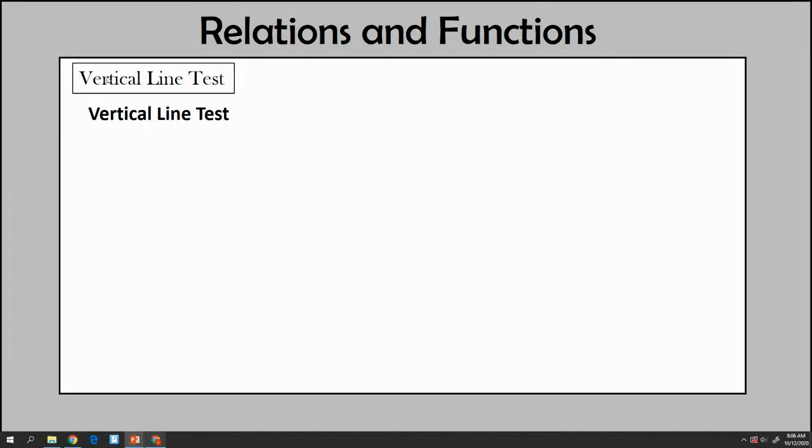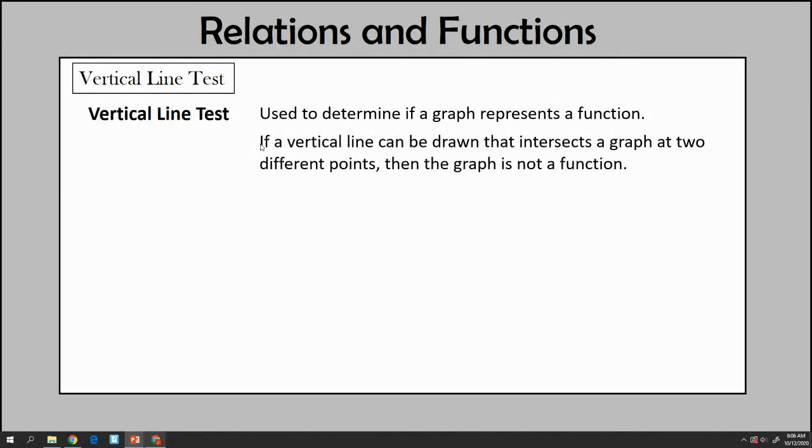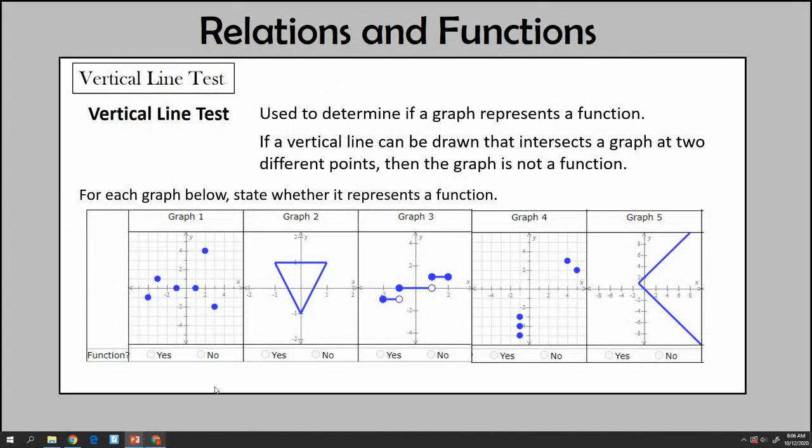Another way to test to see if a relation is a function is what we call the vertical line test. This tests whether the graph of a relation represents a function. The way it works is if you can draw a vertical line and intersect the graph at two different points, then it's not a function. What that would mean is you had two of the same inputs with two different outputs, and you can't have that. So let's look at a few examples here.